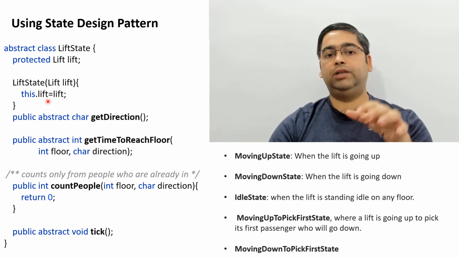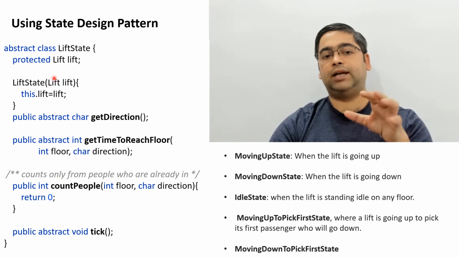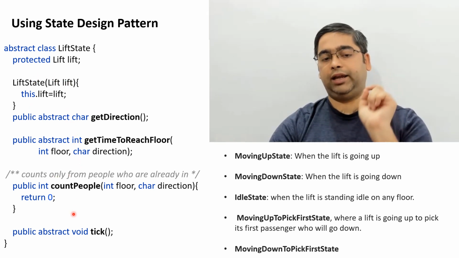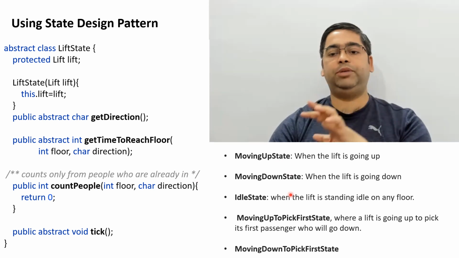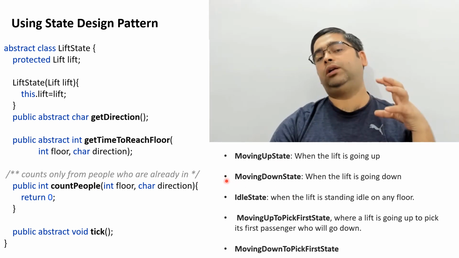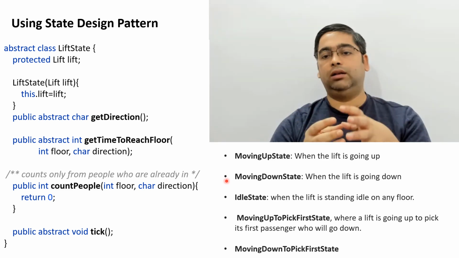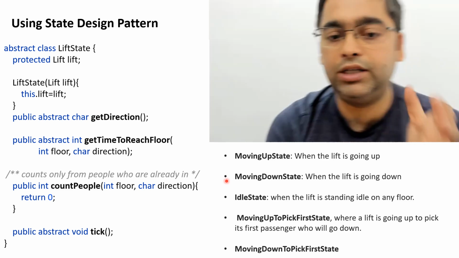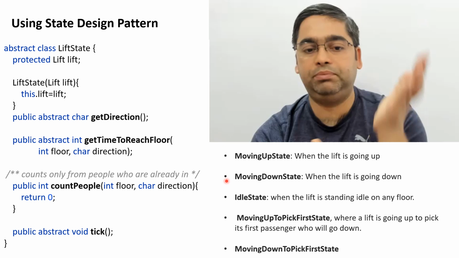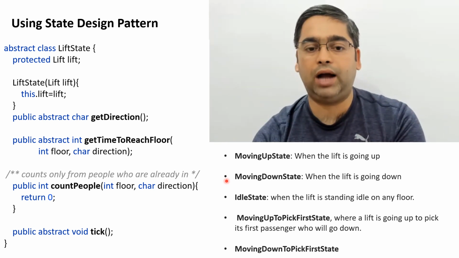So what we have done is we have kept all those common methods inside the class LiftState: get direction, get time to reach floor, count people, and tick. Now there are 5 state classes. If you think about it, what are the states a lift can be in? So there are 3 states. One is the moving up state, when the lift is moving up, then the moving down state, and the idle state.